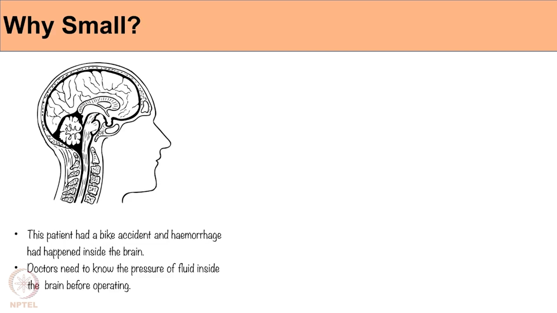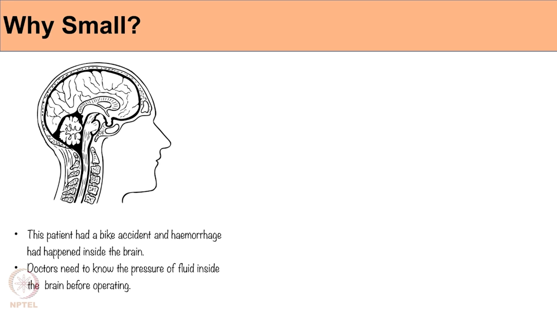The next question: why are we talking about microscale sensors at all? Why do we need to go to such a small scale? We know that pressure sensors or temperature sensors, whatever sensors we discuss in this course, already exist. Let me give you this example. Let's say this patient had a bike accident, and because of this some internal hemorrhage has happened inside his brain. Before operating, doctors need to know how much fluid has accumulated inside his brain, and for that they need to measure the pressure of the cerebrospinal fluid or blood inside his brain.